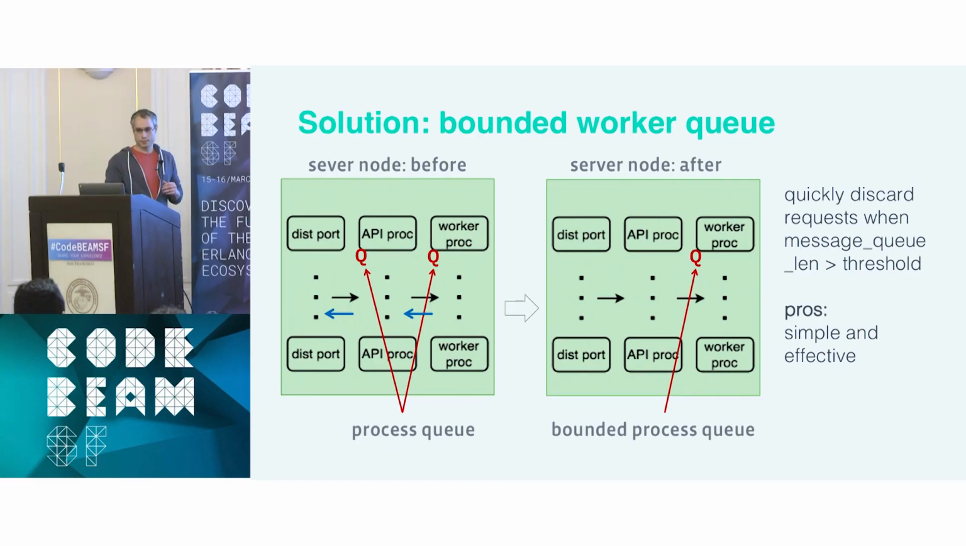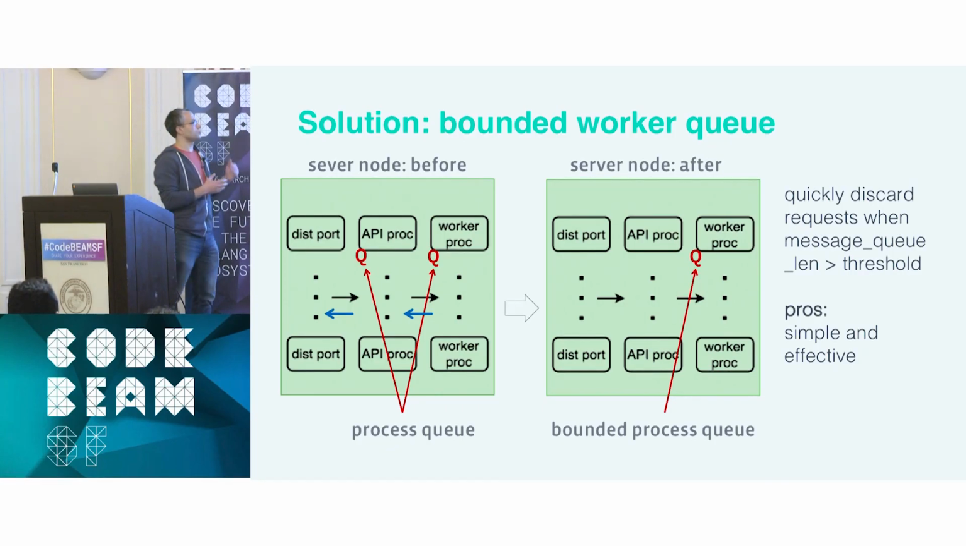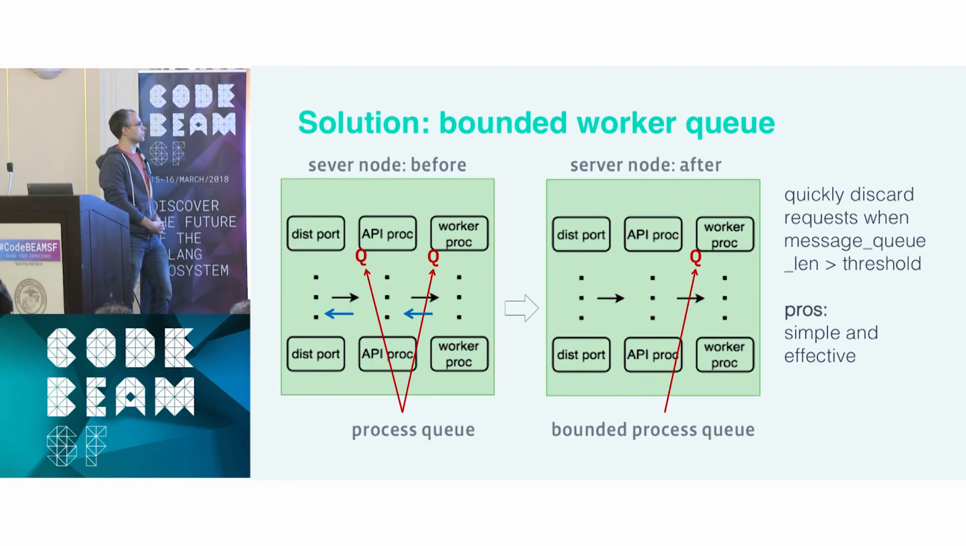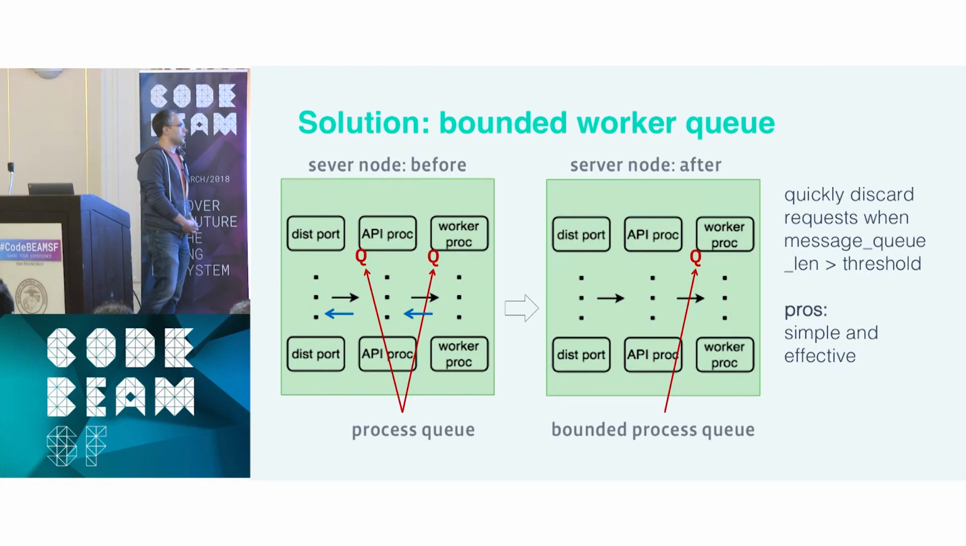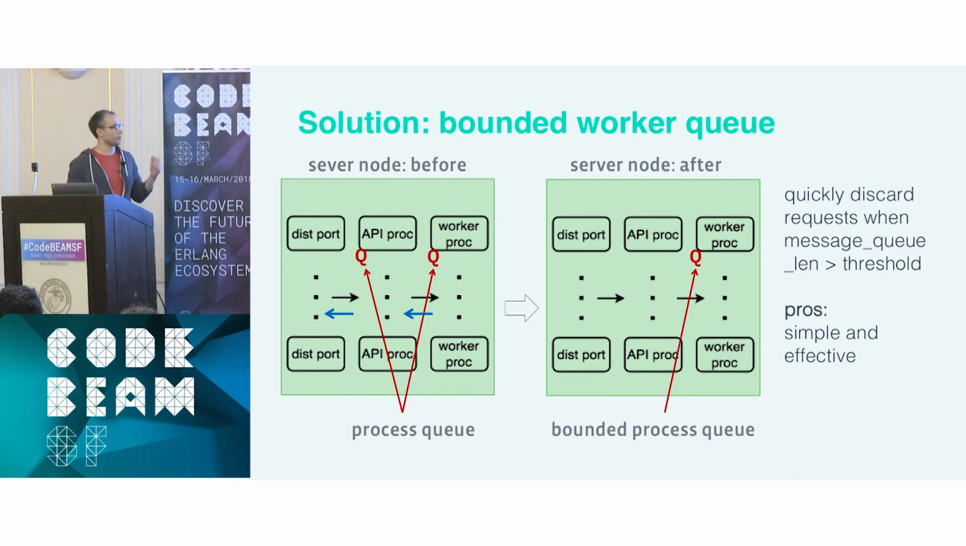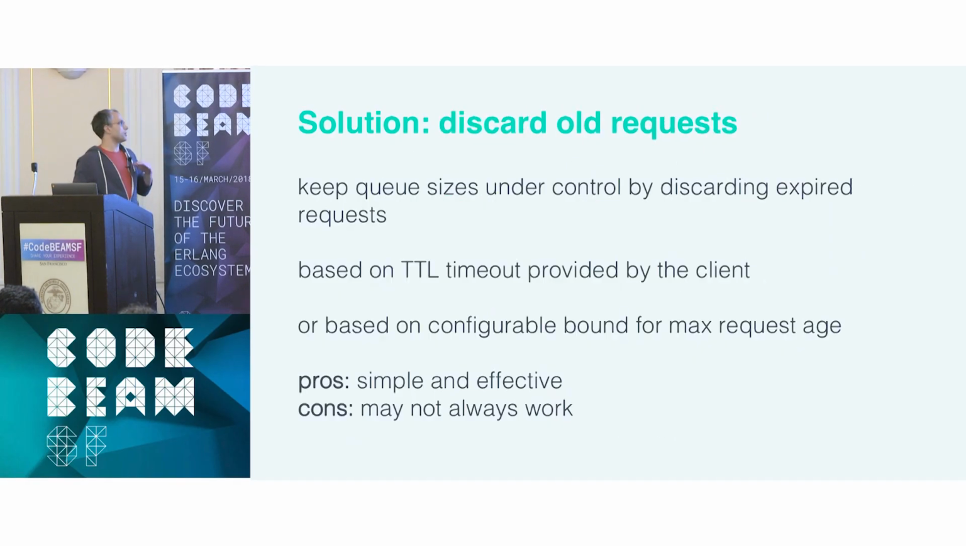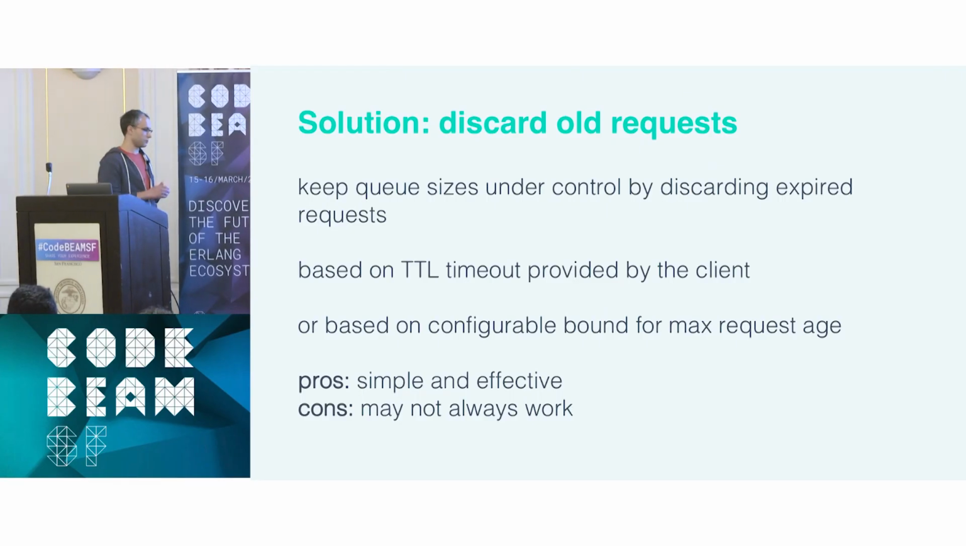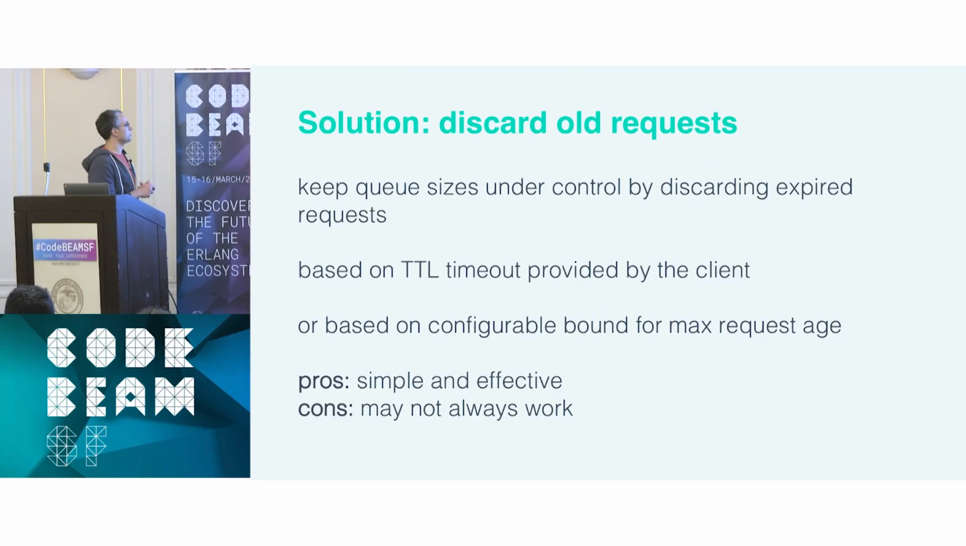The other method is to quickly discard requests when the message queue exceeds a certain threshold, or not enqueue them in the first place. This one is simple and effective, if the part of the system that you're working on is fine with a bounded queue and throwing away requests. There is another variation of it, which basically says discard all old requests that are sitting in the queue. It's based on the timeout provided by the client. Usually it would be very similar to the timeout for the whole request.